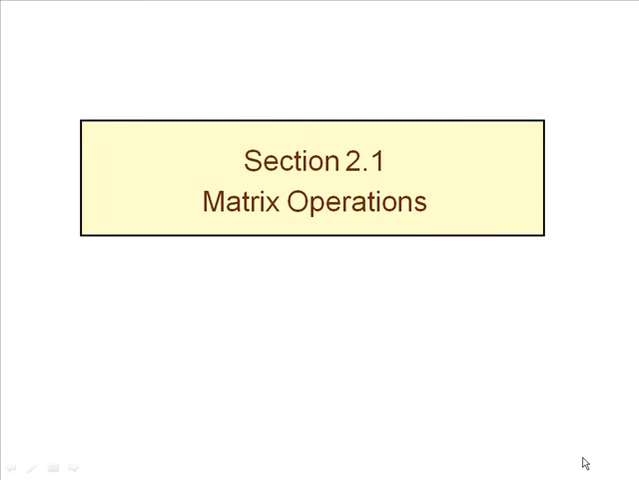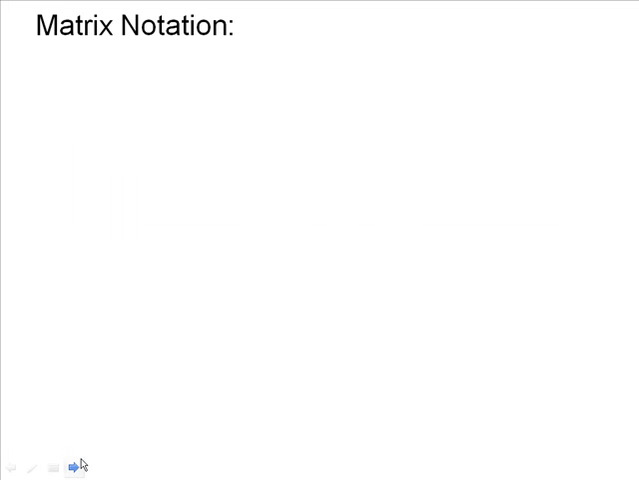Section 2.1 Matrix Operations. First, we're going to look at some matrix notation. There are two ways to denote an n by n matrix A.